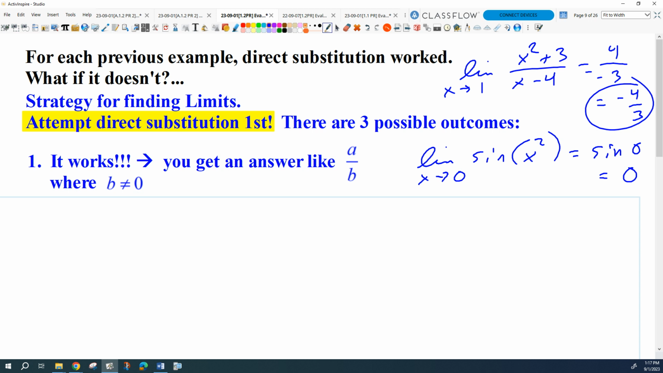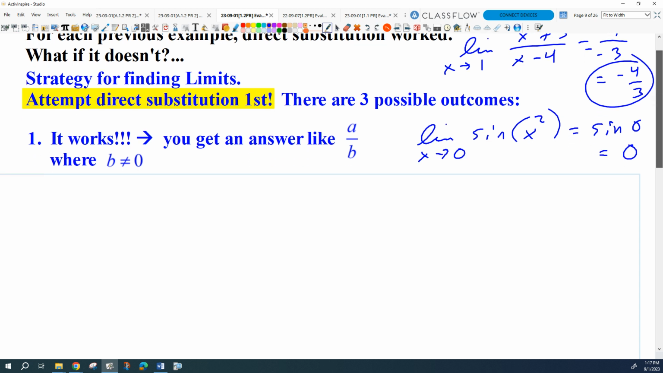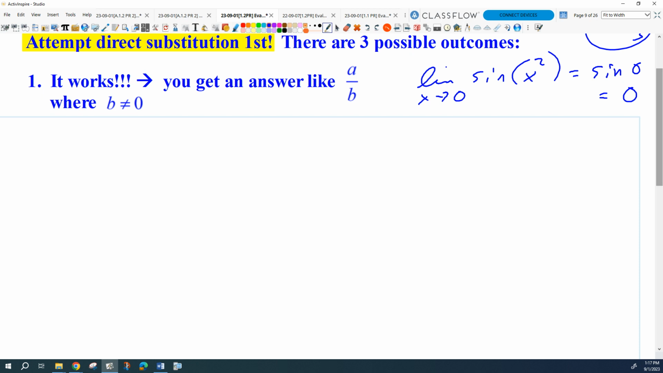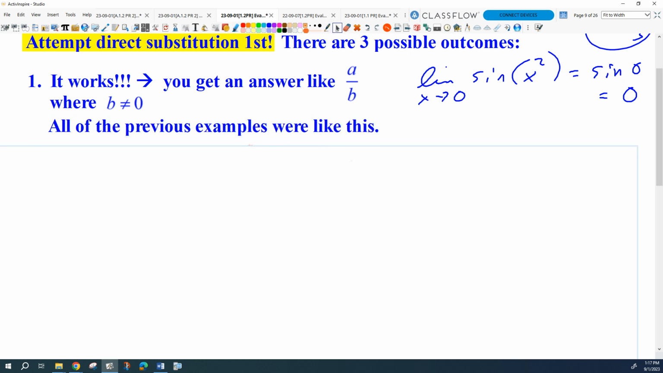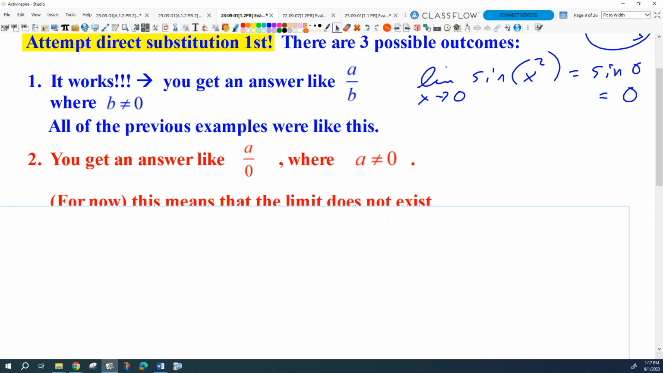Sometimes that doesn't happen though. Sometimes we're not so lucky. All the previous examples we've looked at have fit that pattern: direct substitution has worked, and we're done. Another thing that can happen is direct substitution might fail. We might get an answer like a number divided by 0, a over 0, where a is not equal to 0. We get some non-zero number divided by 0.